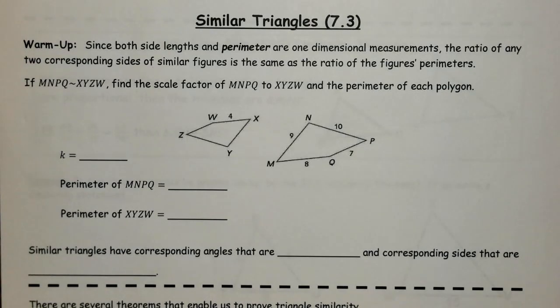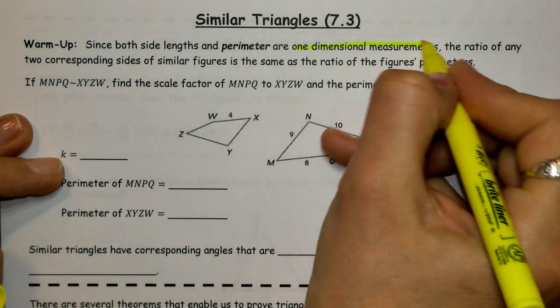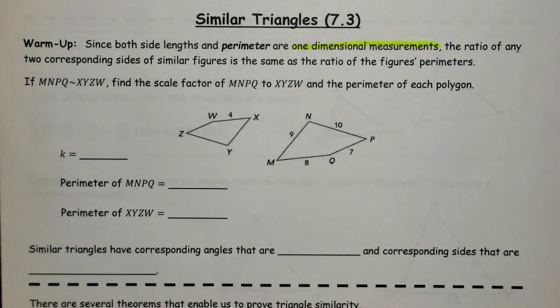Okay, this video is going to be over similar triangles. We've already talked about similar figures. The warm-up says, since both side lengths and the perimeter are one-dimensional measurements, what we talked about in the previous set of notes was that the ratio of any two corresponding sides, or finding the scale factor, is going to be the same as the perimeter's ratio or scale factor.